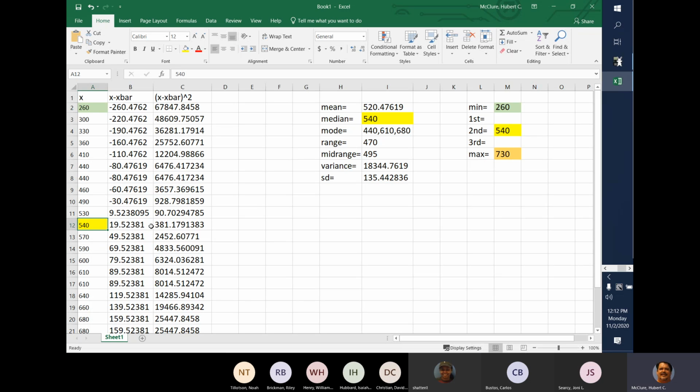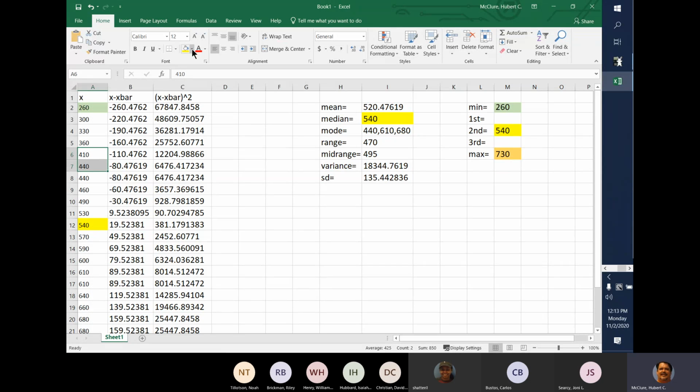It's even. So I've got to find the two middle numbers, add them up and divide by 2, and there they are. Wait a minute, hold on. There they are. 1, 2, 3, 4. 1, 2, 3, 4. Yeah.